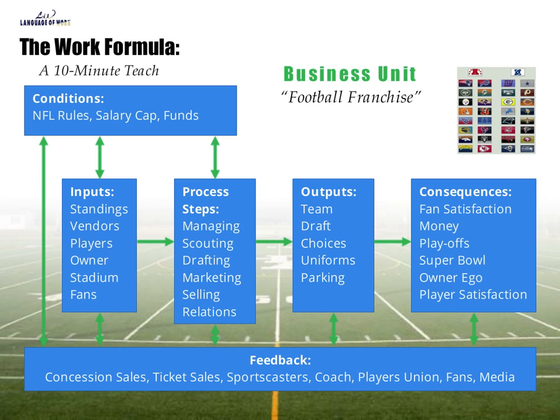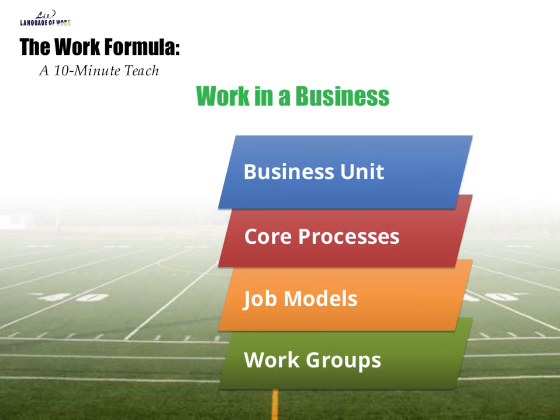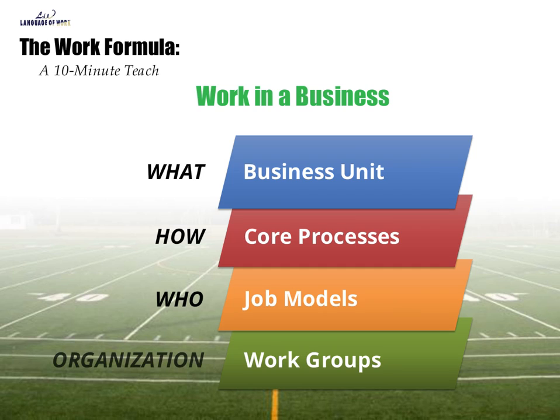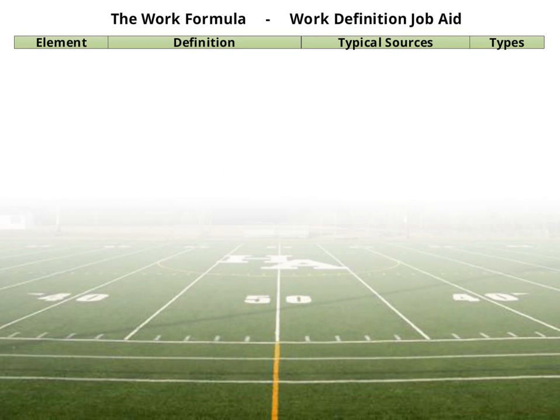The use of the work formula at different levels means we can align the intended work of the business unit with its core processes, jobs, and work groups. We sometimes refer to this simply as the what, how, who, and organization of the work in a business. As an aid to your work in modeling various levels of work in business, we have summarized each of the 6 elements of work, provided a definition, listed some typical sources and the types. You may want to have this page available in front of you as you define each element of work.